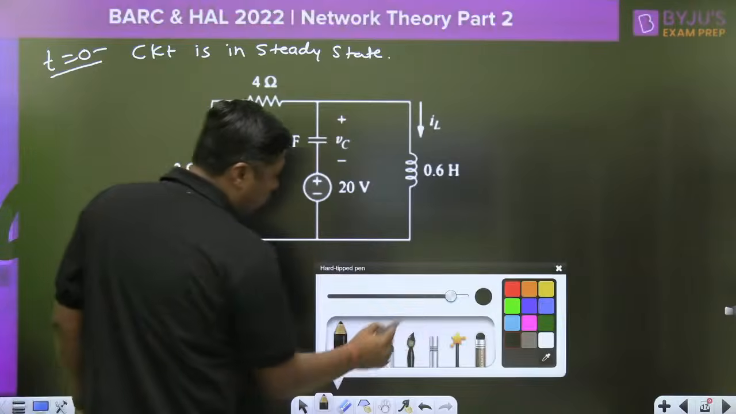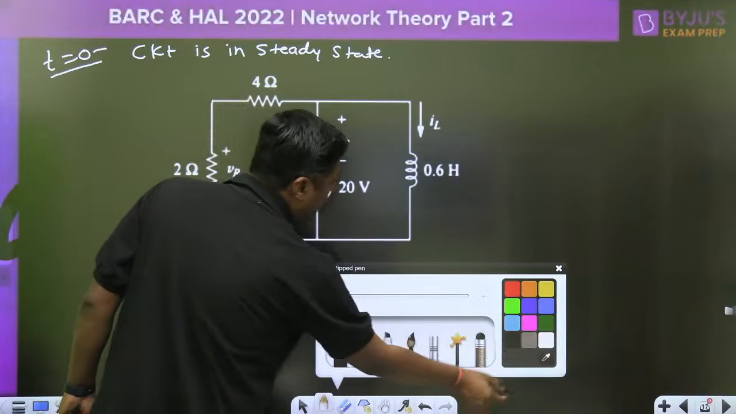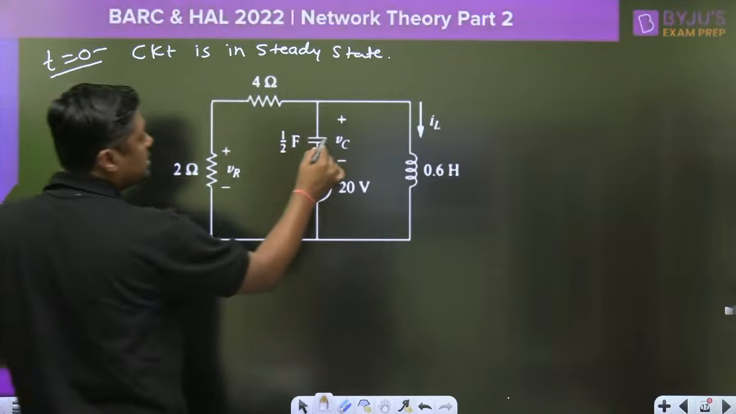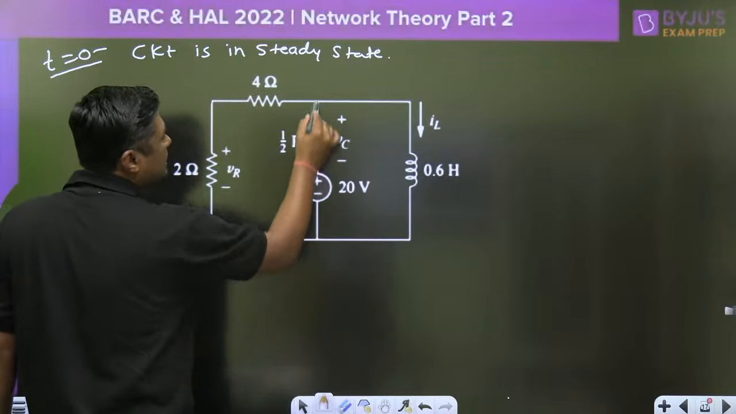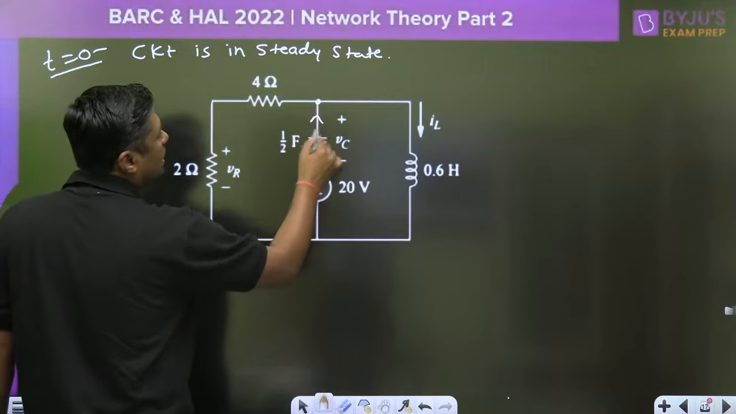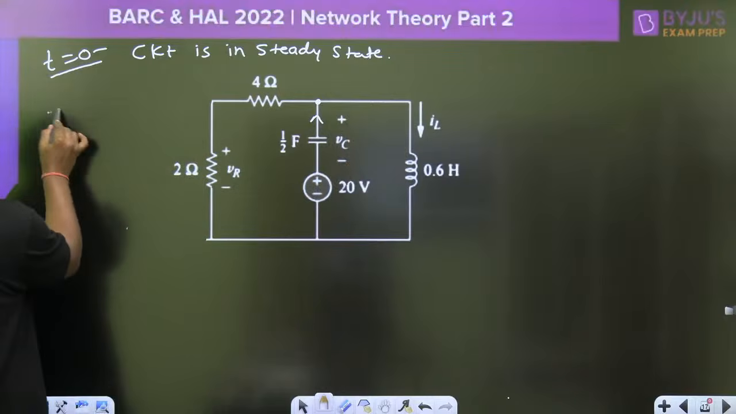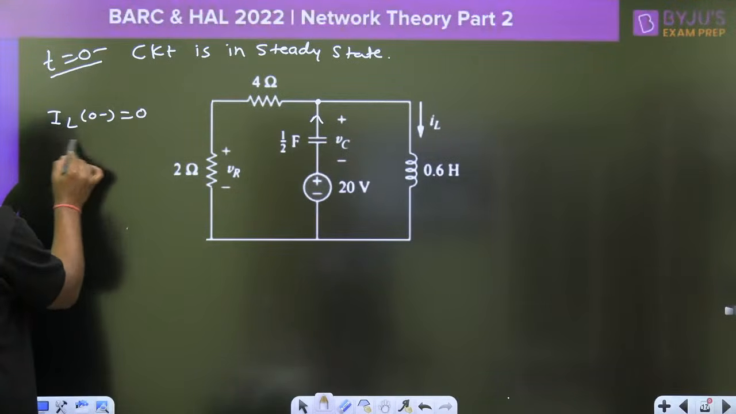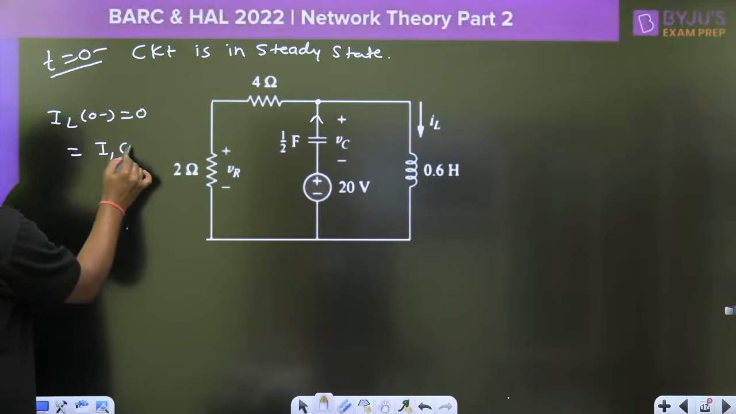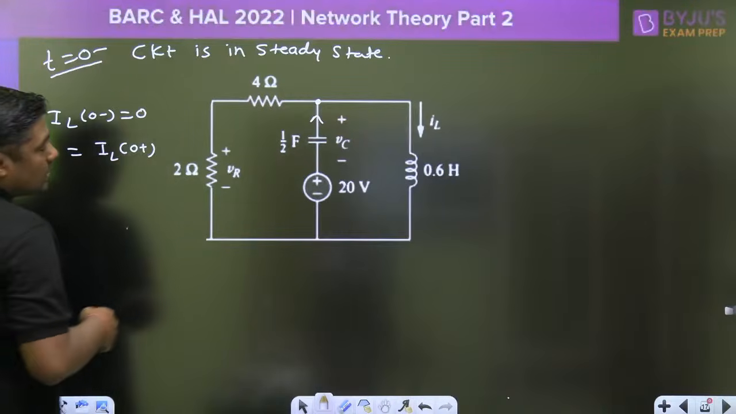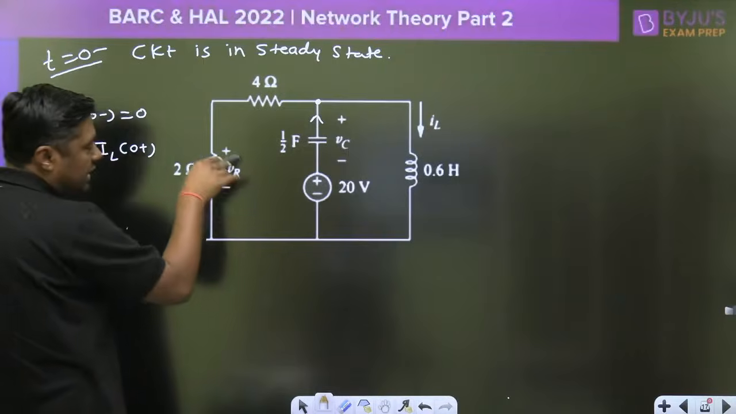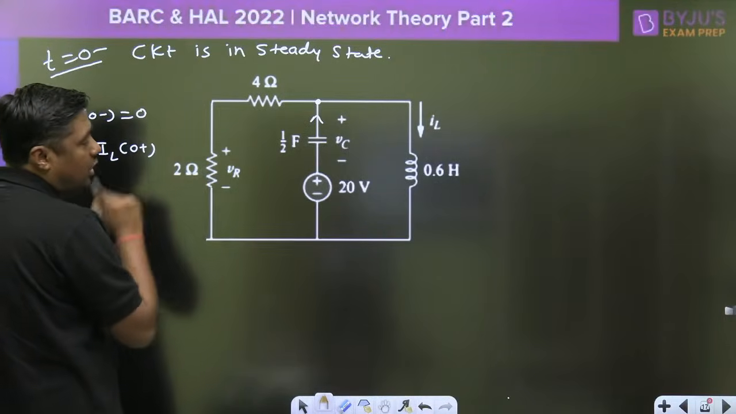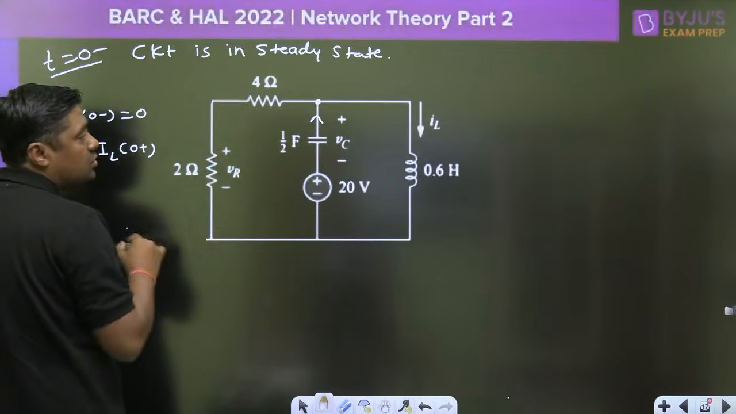Now capacitor will act as what? Open circuit. This is the open. So what will be the voltage? Write down this. There is no current. What is the current through the inductor? 0. IL at 0 positive is also 0, because inductor does not allow sudden change of current. No need to calculate the initial voltage across the resistor, because it will allow sudden change of voltage as well as sudden change of current.